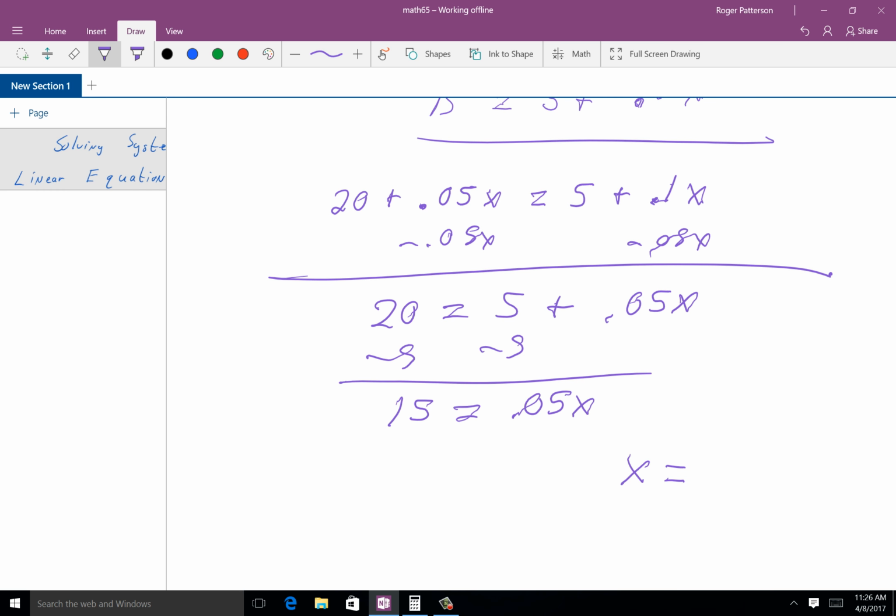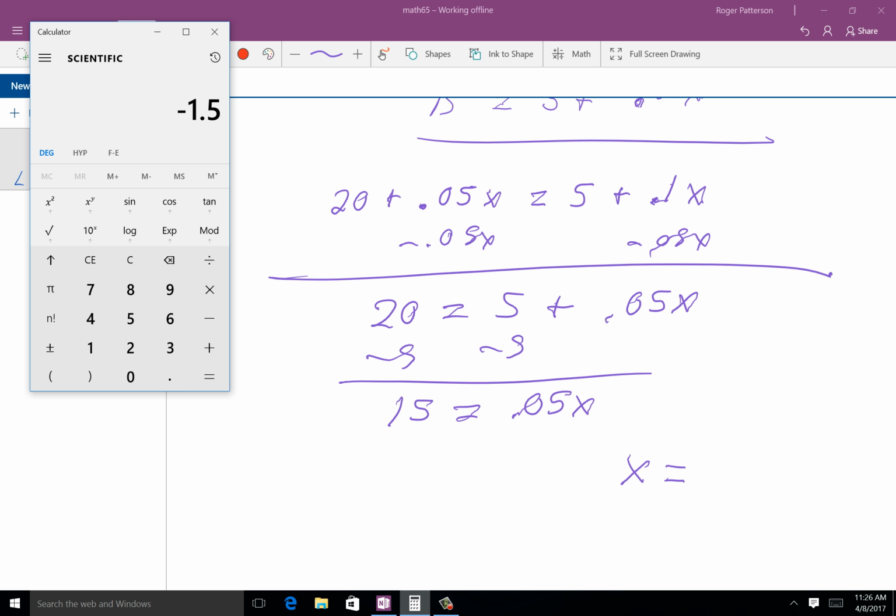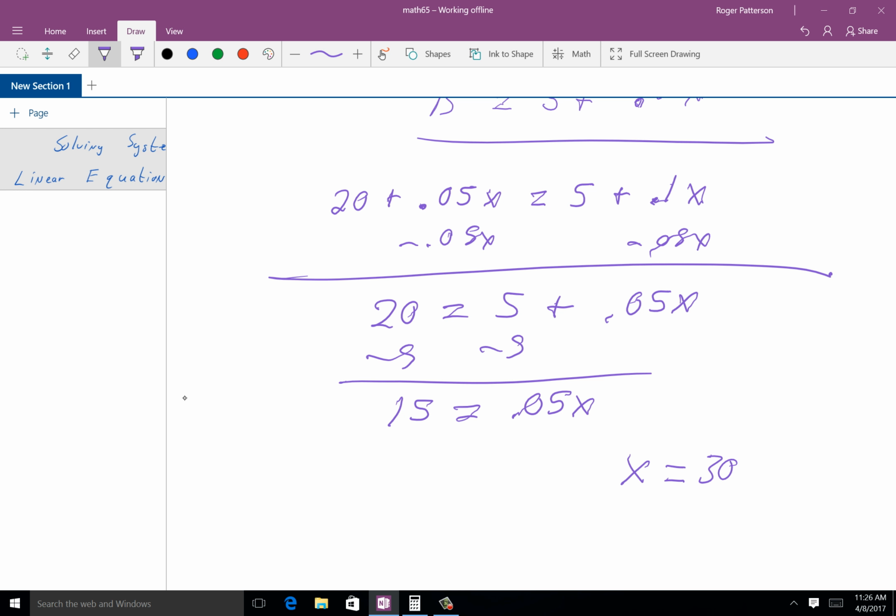Did we get 30? It was 300. I want to check this out. 15 divided by 0.05. Yeah, 300 is right. Okay. So there, they want to know how many minutes? 300. I answered that one.